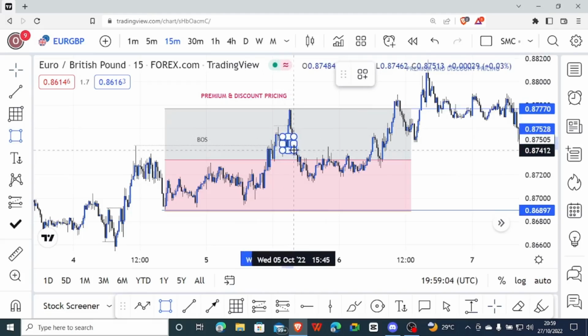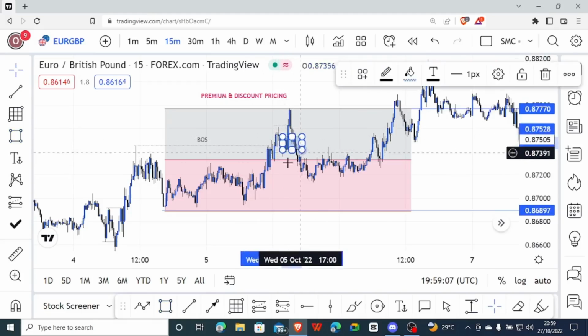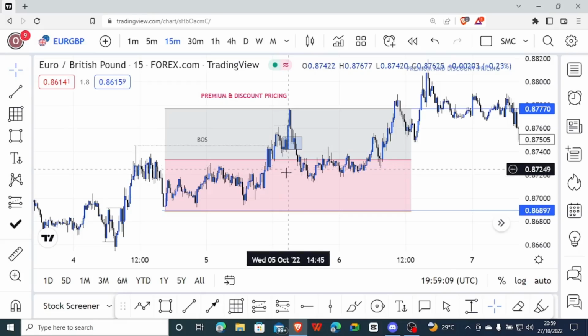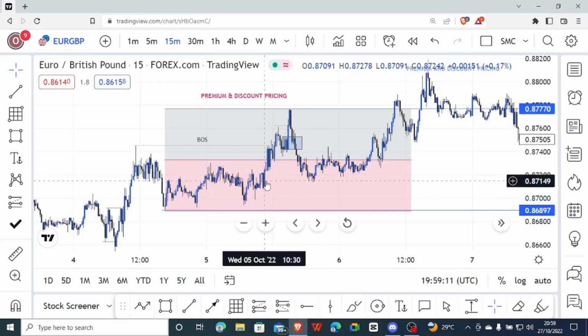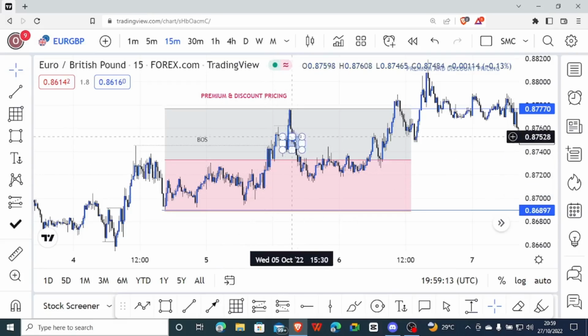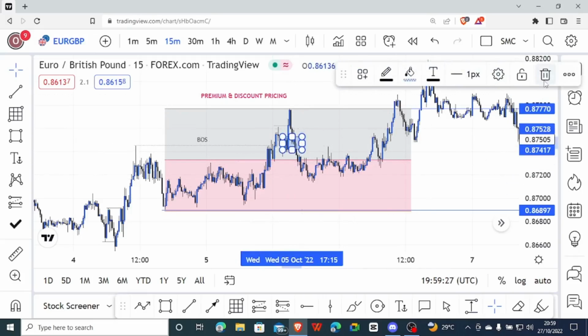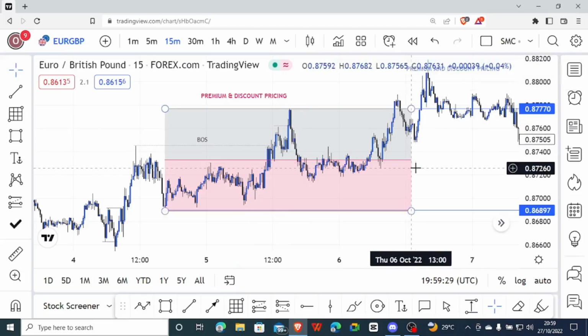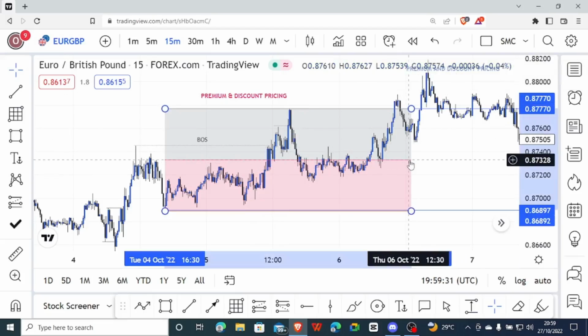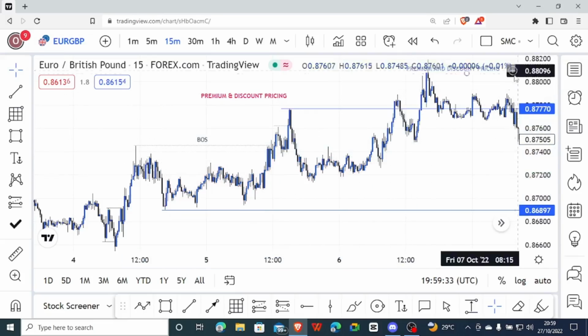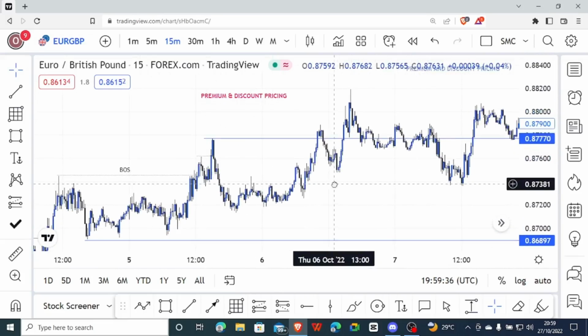So they will mark this as their OB. And as you can see, price took them out and came into the proper OB in the discount zone. This is in the premium zone. So you don't do anything. Ignore the OB in the premium zone. If you are buying the market, ignore any OB in the premium zone. So that's the second example. Let's clear up the chart.